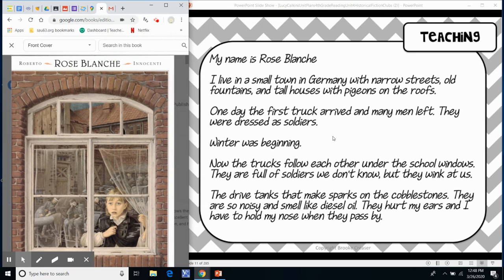They were dressed as soldiers. Winter was beginning, and now the trucks follow each other under the school windows. They're full of soldiers we don't know, but they wink at us. They drive tanks that make sparks on the cobblestones. They are so noisy and smell like diesel oil. They hurt my ears, and I have to hold my nose when they pass by.